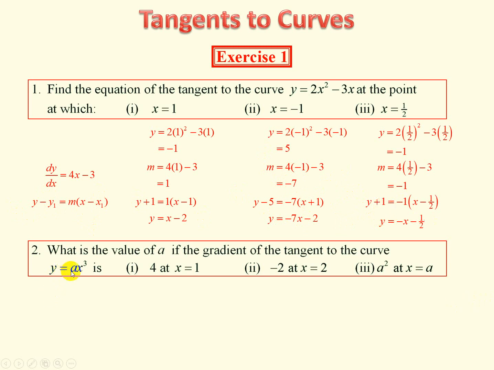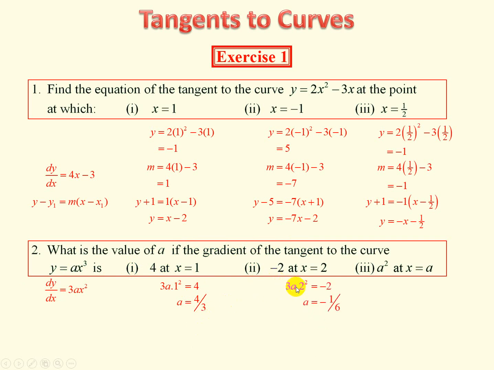Let's have a look at 2. Part 1. The gradient of the tangent of the curve y equals ax cubed is 4 at x equals 1. Well, we're going to find the derivative first because we're talking about the gradient of the tangent of a curve. And what this says is the derivative is 4 at x equals 1. So we're going to substitute 1 in and equate it to 4. And we get a equal to 3.